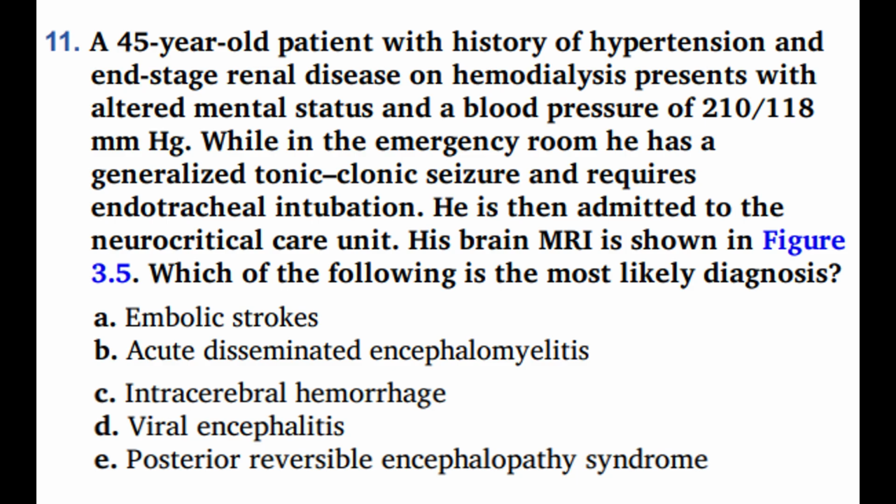A. Embolic strokes. B. Acute disseminated encephalomyelitis. C. Intracerebral hemorrhage. D. Viral encephalitis. And E. Posterior reversible encephalopathy syndrome. What do you think? Let us take a look at our MRI again.